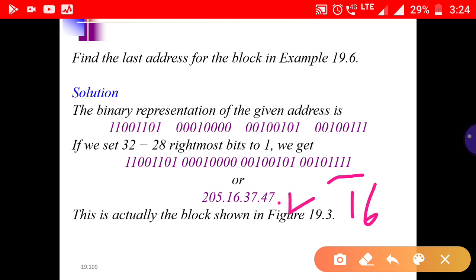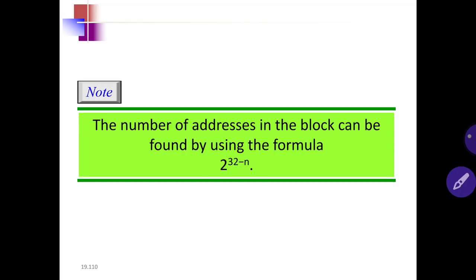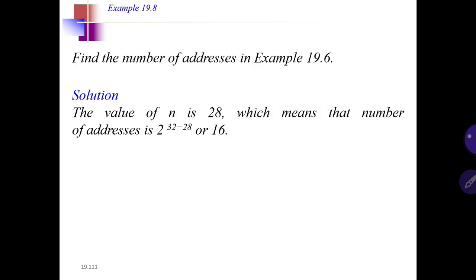Then we can easily find the first address of the given block of addresses, the last address in the given block of addresses, and the total number of addresses. Next we'll see that the number of addresses in the block can be found by using the formula 2 to the power of 32 minus n, which gives 4, that is equal to 2 to the power of 4 equal to 16.